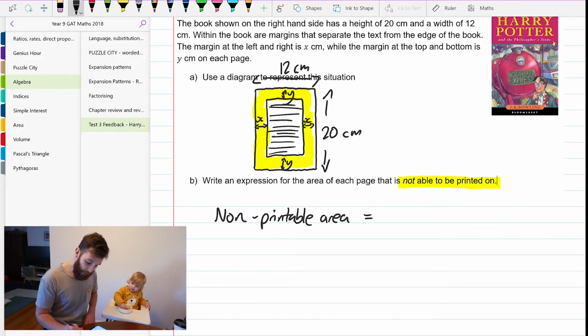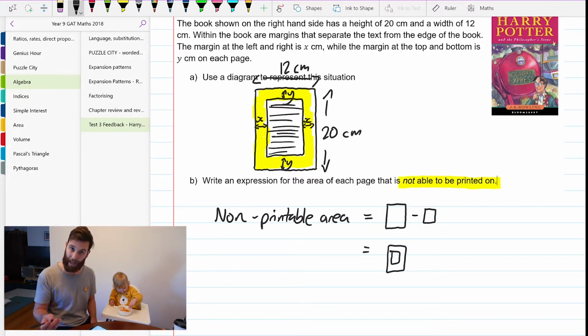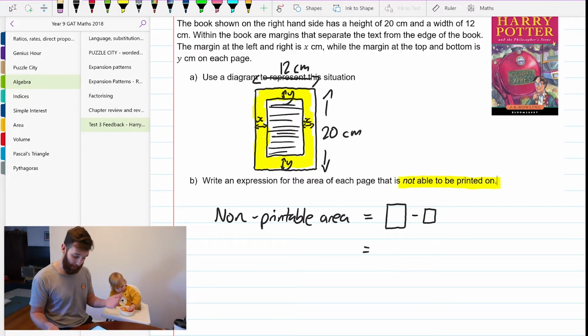So that's going to be equal to, and you can treat this like a composite shape where that little area that you can't print on is going to be the same as taking the area for the entire page, but then subtracting the space in the middle that can be printed on. And that, of course, will leave you with the area around the outside that is not able to be printed on. So that's how you treat this question.